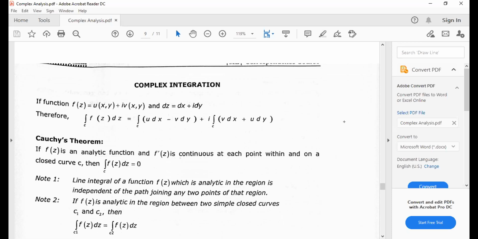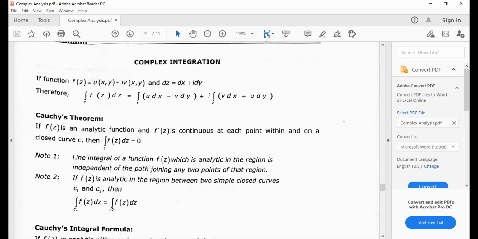So what is Cauchy's theorem? It says that if the function is analytic everywhere inside the given region in which we are going to integrate, then without finding the value, we can directly write that the integral of the function in that region will be 0.